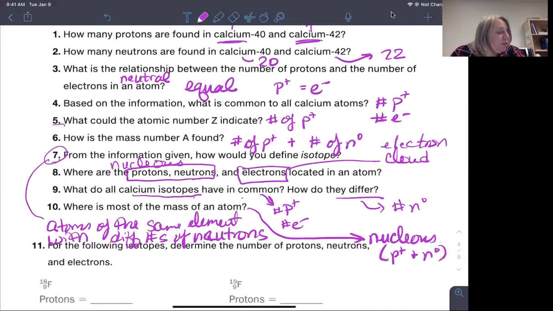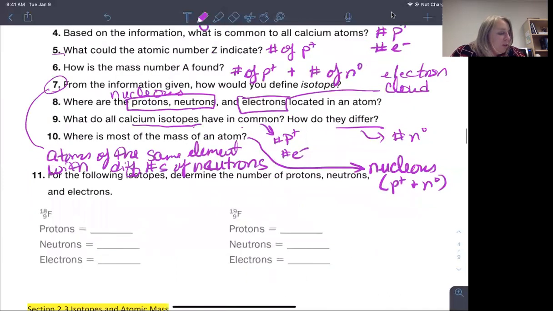All right, last one. For the following isotopes, determine the number of protons, neutrons, and electrons. Well, if we look here, this 9 is telling us our number of protons, which also tells us our number of electrons. So now you just need to subtract to get our number of neutrons. So 18 minus 9 is 9. Okay, fluorine on the other hand. Fluorine, we have, see it's the same 9. So we have 9 protons, 9 electrons, but now our mass number is 1 more, so that means we have 1 more neutron in fluorine-19 than we do in fluorine-18.